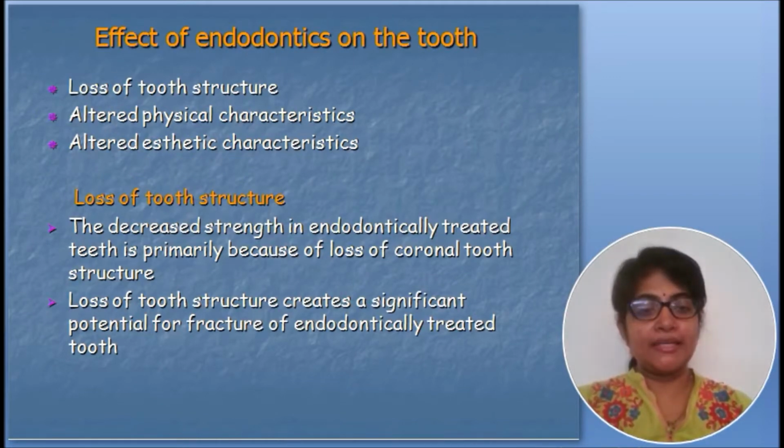So let us first see how does the endodontics affect the tooth. It affects the tooth in three ways. There is a loss of tooth structure, altered physical characteristics and altered aesthetic characteristics. This loss of tooth structure also causes decreased strength in endodontically treated teeth, which is primarily because of loss of coronal tooth structure. Loss of tooth structure creates a significant potential for fracture of endodontically treated tooth.